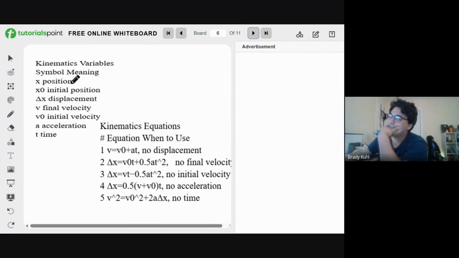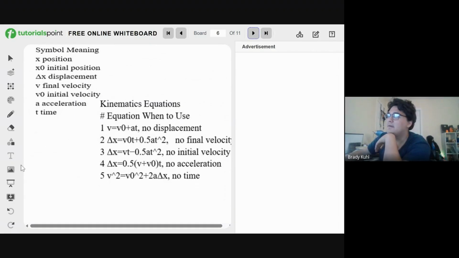X is a position, X naught is the initial position. It can be X1 or X2, it doesn't matter. Delta X is a displacement, or X subscript 2 minus X subscript 1, or X minus X naught. V is the final velocity, V naught is the initial velocity, A is acceleration, and T is time.